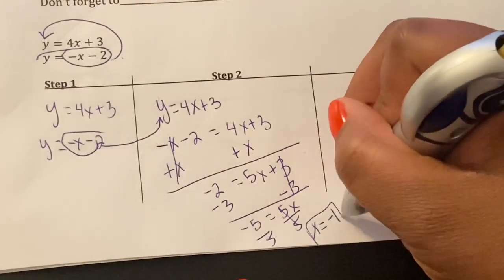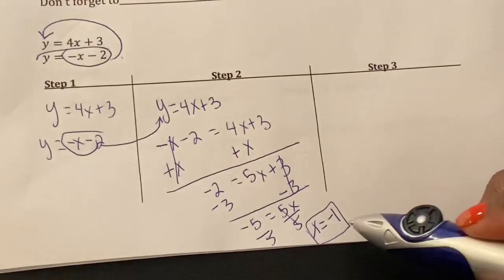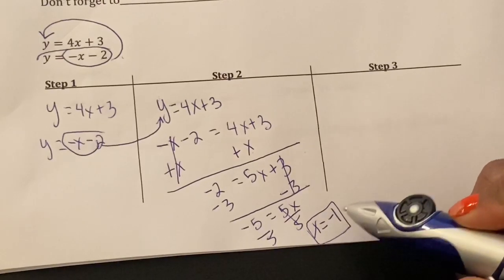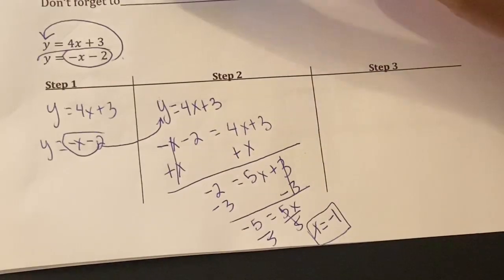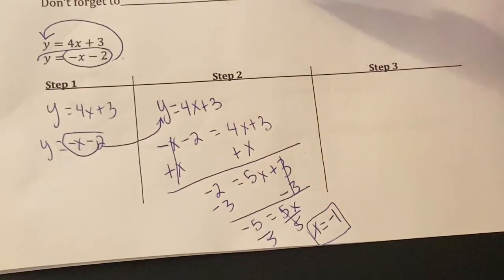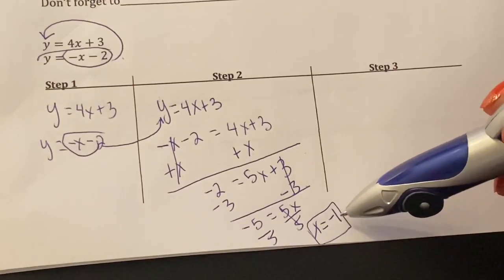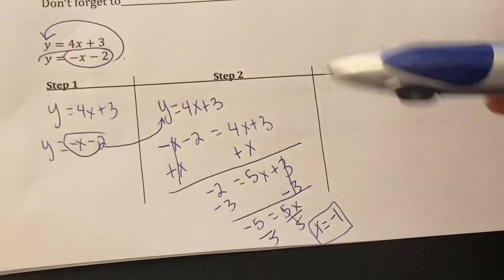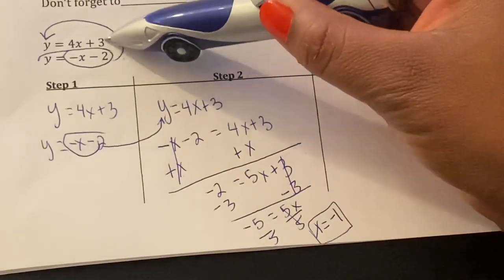So I've now solved for my first variable. Now I know what my x term is, and I know what my x is going to be for my solution. Step 3 says plug your answer into one of the equations to find the second variable. I found my x value. Now I'm going to plug this x value into one of these equations. It doesn't have to be both. It just has to be one.